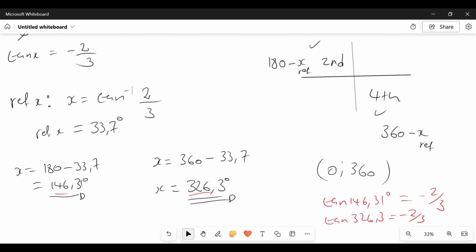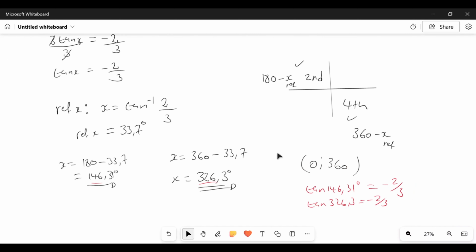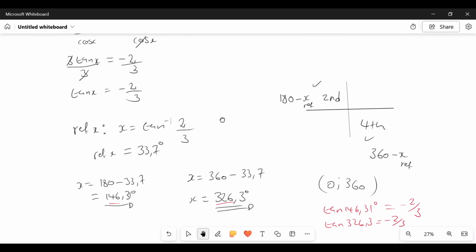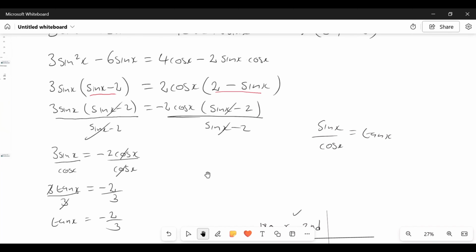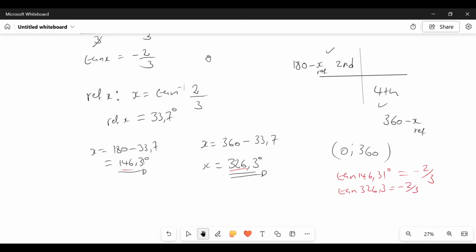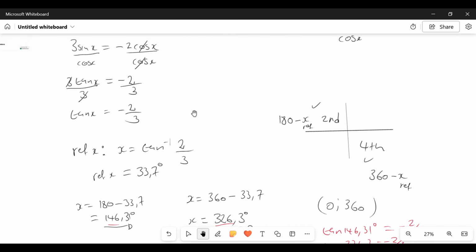Just in case you didn't manage or you didn't understand this one, you can always, guys, go to the point where you got lost, and if that doesn't help, you can leave a comment in the comment section. But really, this was not that difficult, because all you needed to do here, guys, was to simplify until you come to this point where tan x equals negative 2 over 3. From here, then you solve for x, right? So I hope you guys managed to understand this.